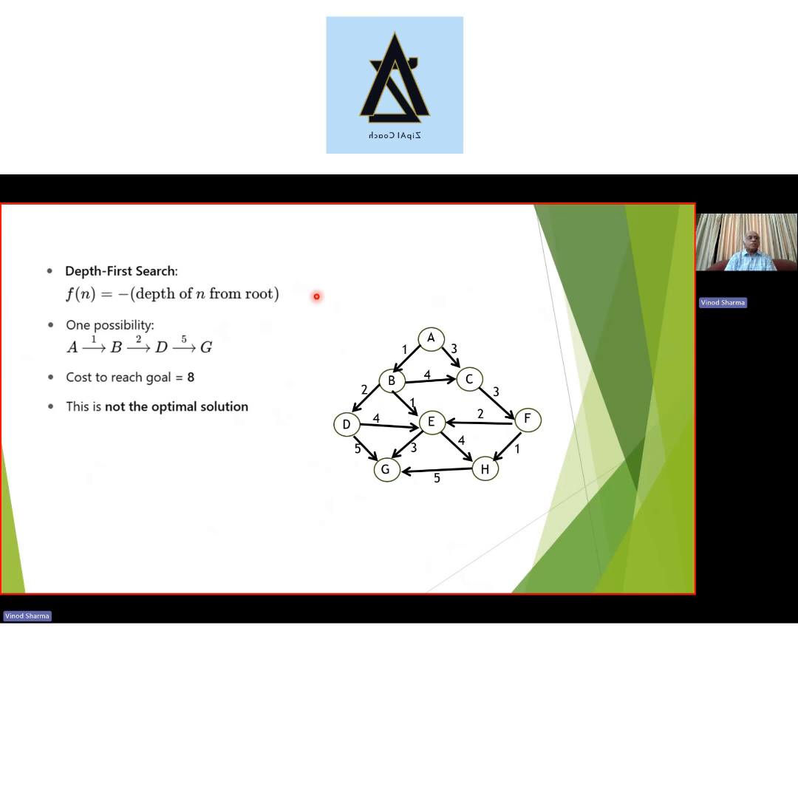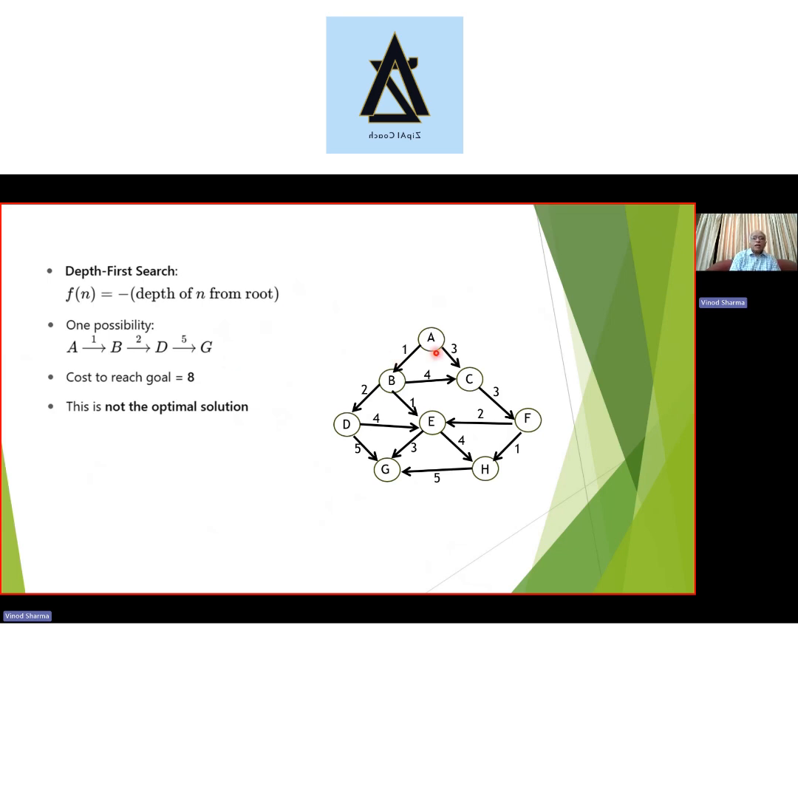Depth-first, this is another algorithm, by taking fn to be another quantity, and in this case you take fn equal to minus depth of node n from the root. And depth we already defined. Depth is the minimum number of steps or actions that you have to take from A to that particular node. So this quantity depth is different from the least cost path. It is just the minimum number of steps that you have to take.